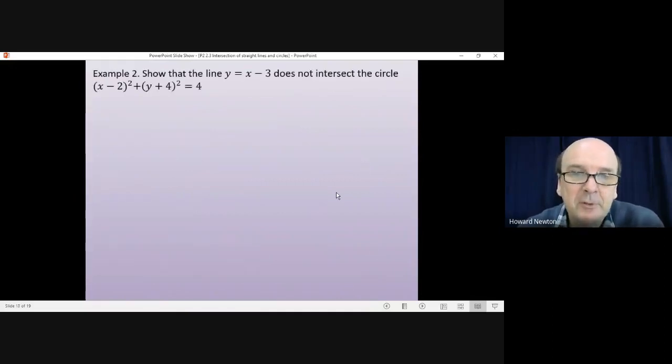Example 2. Show that the line y equals x minus 3 does not intersect the circle x minus 2 squared plus y plus 4 squared equals 4.